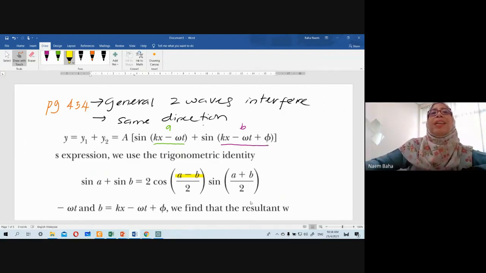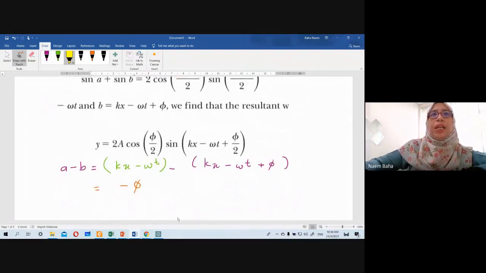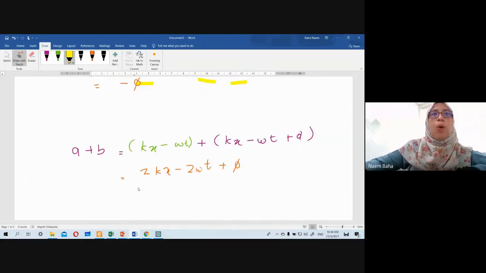Now, when that exactly happens, we find that when we do the subtraction, kx cancels out, negative ωt minus negative ωt as well cancels out. That leaves us only negative φ. While A plus B will give us 2kx, negative 2ωt, and plus φ.